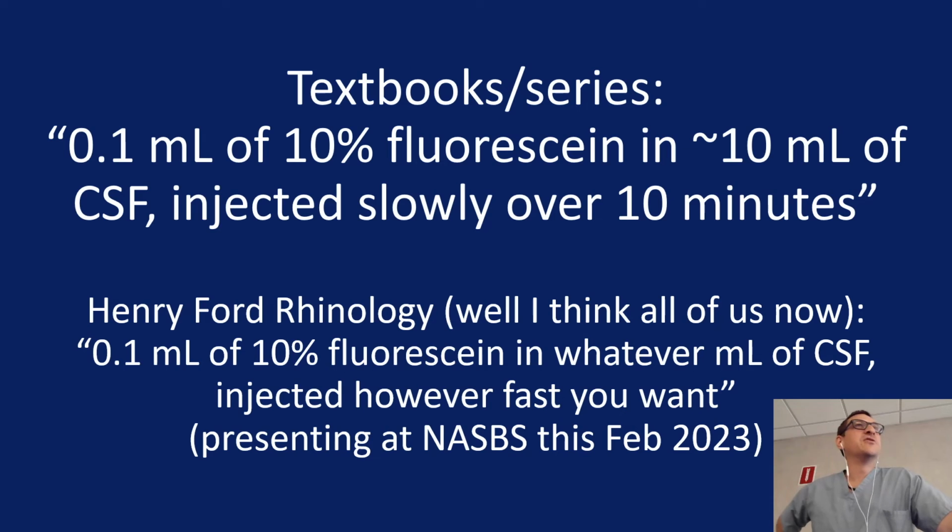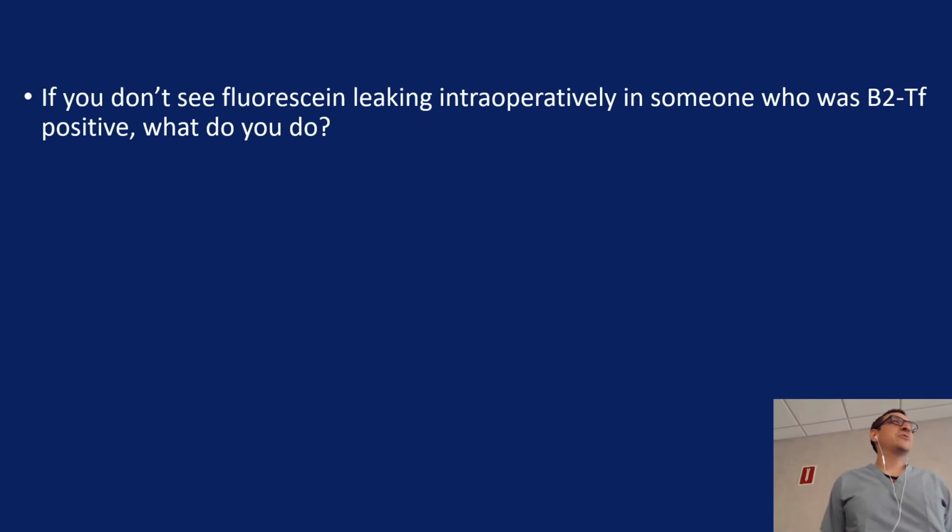Obviously, I work closely with neurosurgery. They had no concerns about injecting this fast, but sitting there for 10 minutes without evidence behind it, why are we doing this? So we did this. We're going to be presenting our numbers at North American Skull Base this year. If you don't see fluorescein leaking intraoperatively in somebody who was beta-2 positive, what do you do? So you talk to your neurosurgeon, they're like, no, we injected it. Nothing came back. We flushed it with 20 cc of saline or something.